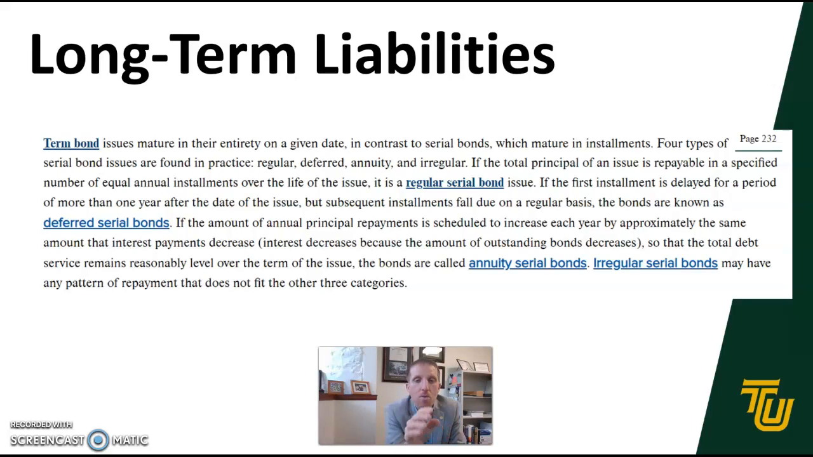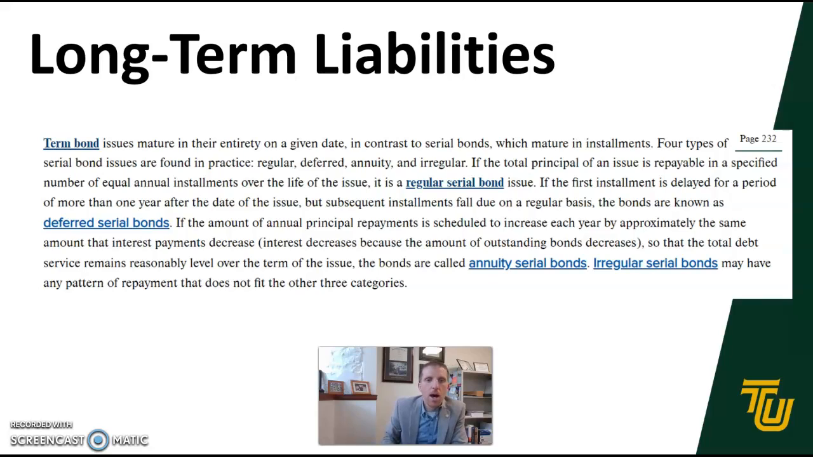But a regular serial bond is where it's just $100 grand, $100 grand, $100 grand, boom, boom, boom. There they go. There's your $1 million at the end of that 10 years. Okay. Equal annual installments. If the first installment is delayed for a period of time, but then the other ones fall into a regular time schedule, then they're known as a deferred serial bond, right? We're deferring that first payment.